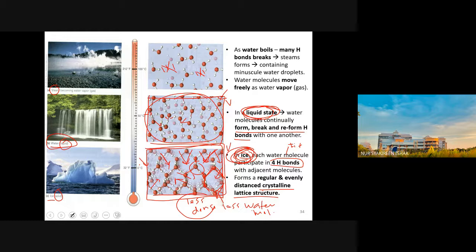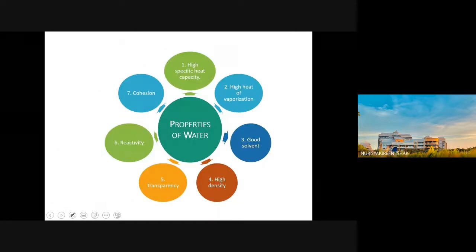So that's why ice is less dense compared to the liquid state. That's why ice can float, due to there being fewer water molecules available compared to the same volume of water in the liquid state. So these are the properties of water. There are seven properties of water listed here.